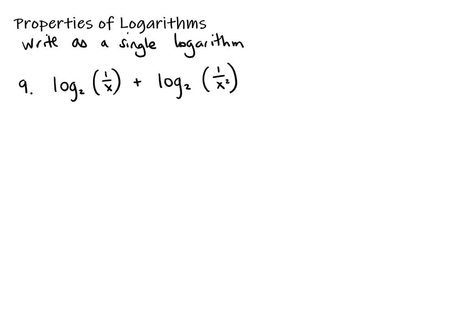So since they're being added, we're going to multiply their arguments within the same logarithm. And so we're going to get something like this, and we can simplify that. And there you go. We have log base 2 of 1 over x cubed.